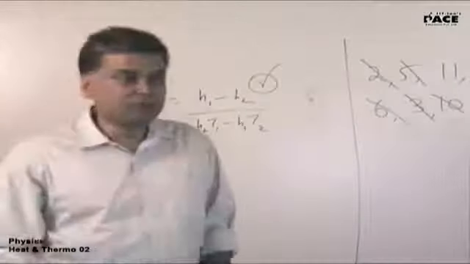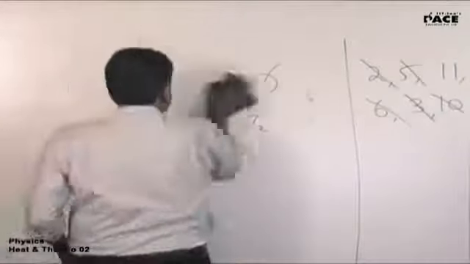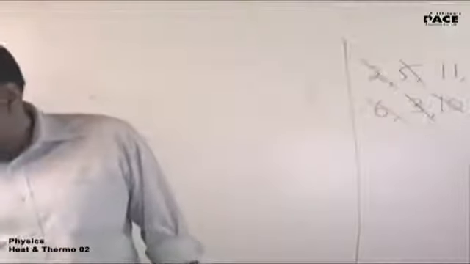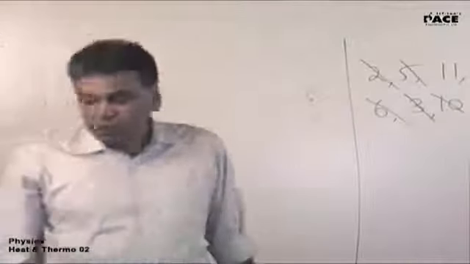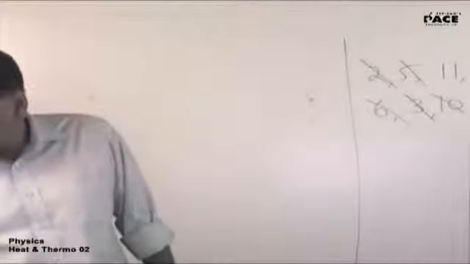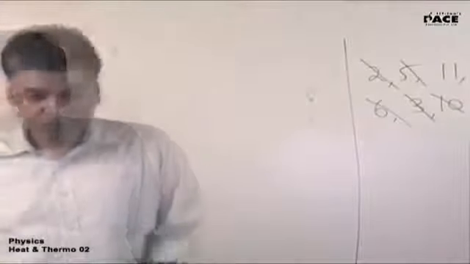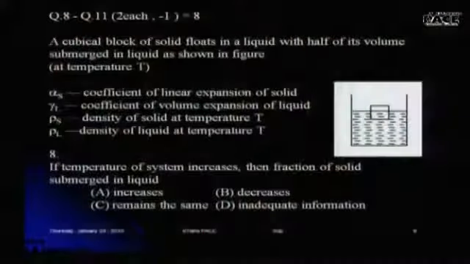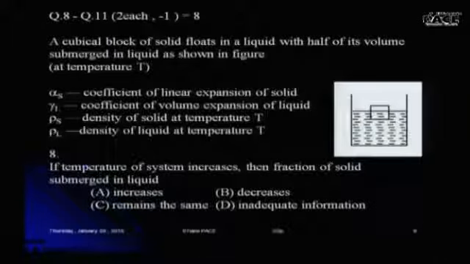Before we do the 10th one, see, what is the density of the solid versus the density of the liquid? You must have found half the cube is floating such that half the volume is immersed. Is it not given there? The comprehension, just have a look at the comprehension section. Read the first line. A cubical block of solid floats in a liquid with half of its volume submerged in liquid as shown. Now if half of the volume is submerged, what is the ratio of the density of solid to density of liquid? 1 by 2.